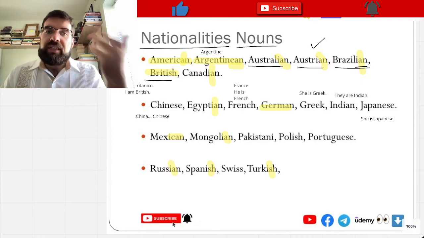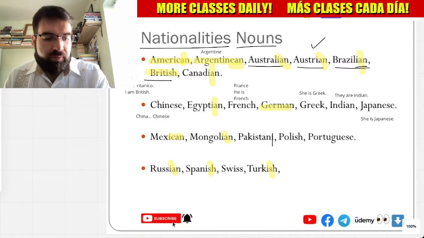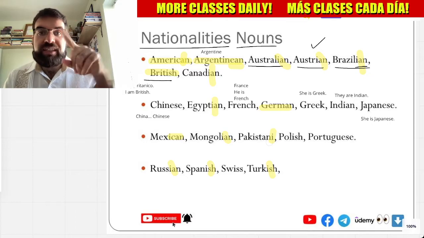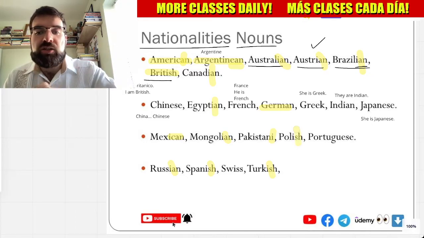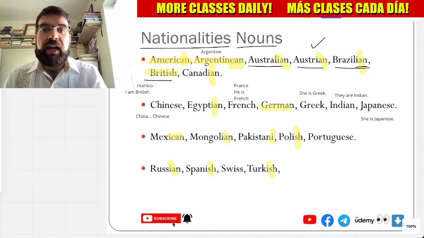Pakistan. Pakistani. With an I. A, E, I, O, U. Pakistani. Polish. Polonia. Polish. Polaco. Polish.